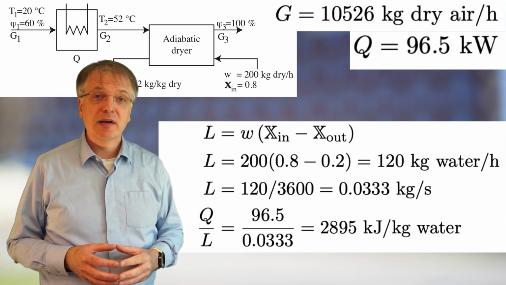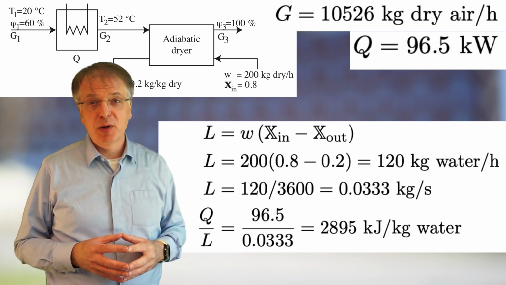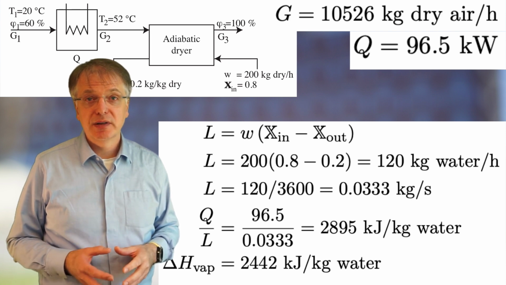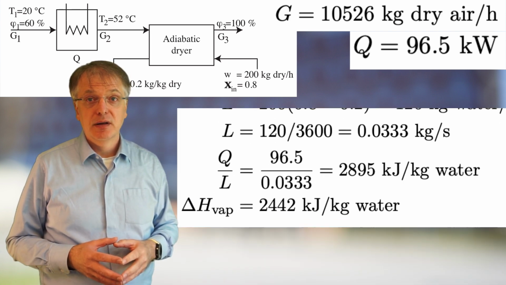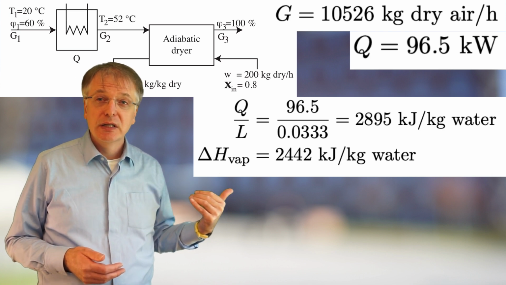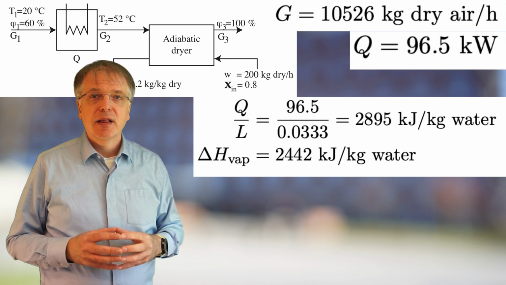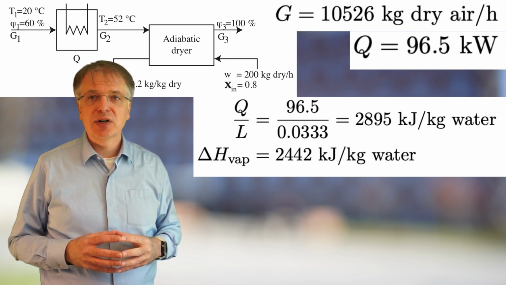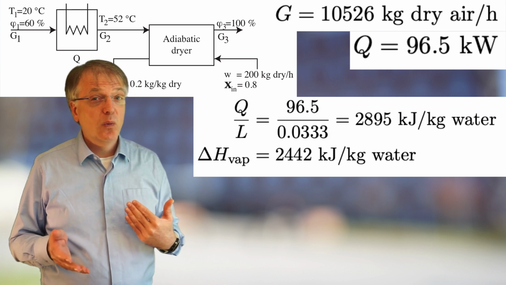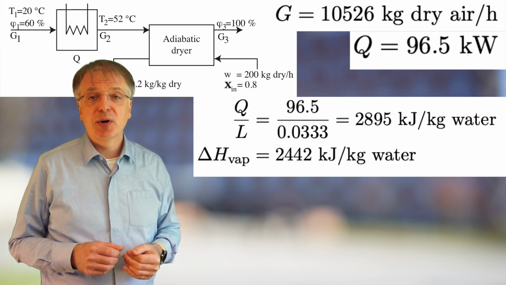We may compare that with the evaporation enthalpy of water at 25 degrees, which is 2442 kilojoule per kilogram. Our energy requirement per kilogram of evaporated water is thus a bit higher than the evaporation enthalpy. This is a reasonable result for drying with air. In a later video, we will investigate why the energy requirement is higher than the evaporation enthalpy.